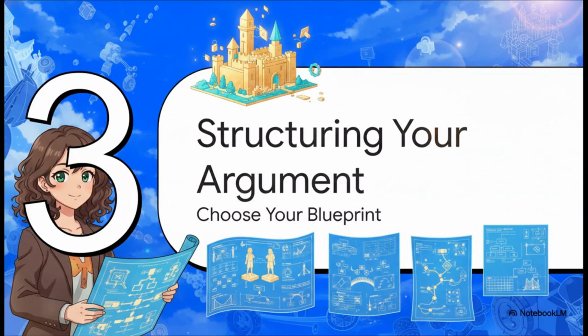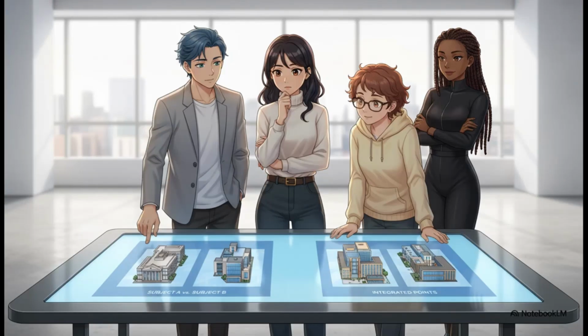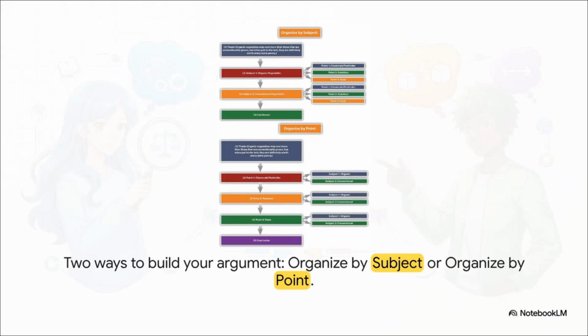Next up, structure. So, you've got your engine roaring with a great thesis. Now you need a blueprint. You need a plan for how you're going to build your argument piece by piece so it's strong and easy for your reader to follow. And here's the cool part. You've really only got 2 main blueprints to pick from. Each one works great, it just depends on what you want to emphasize in your argument.